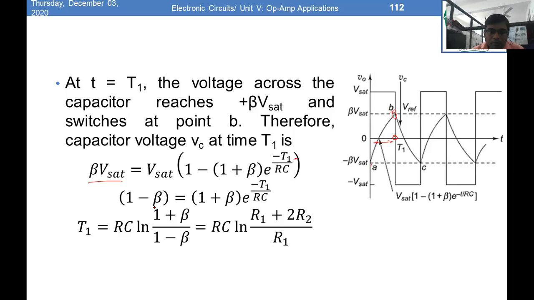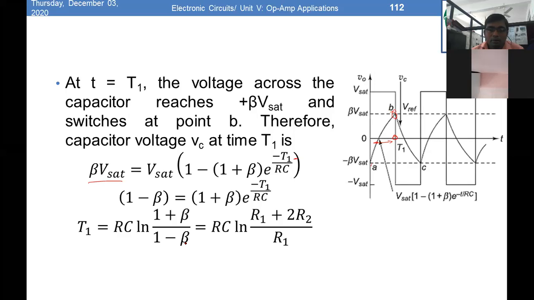When the minus sign moves to the LHS, it becomes natural logarithm of (1 plus beta upon 1 minus beta) is equal to T1 upon RC. So T1 is equal to what? RC into natural log of (1 plus beta upon 1 minus beta).